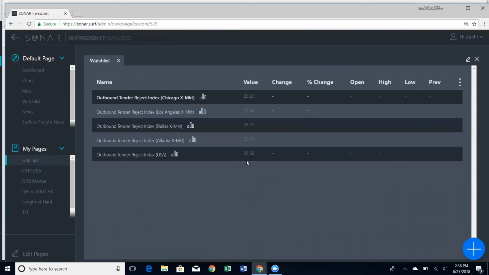So what I've done is pull up the Outbound Tender Rejection Index for America, and you can see some of these markets as it relates to it. Los Angeles is still pretty favorable in relation to America in general. That's good to know, but these others are hovering right around it, and even the Atlanta and Chicago markets are over it right now. So you can almost tell where people are having trouble covering freight, as it's probably surging in those two areas.